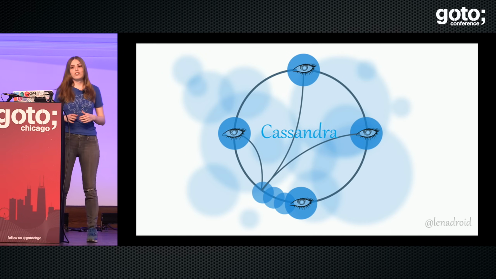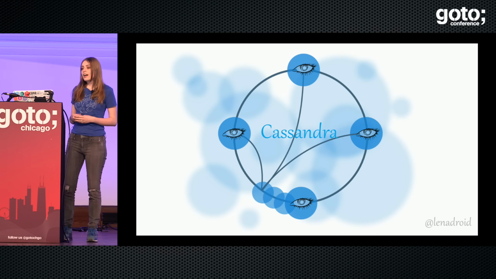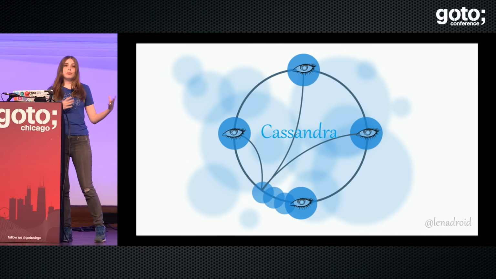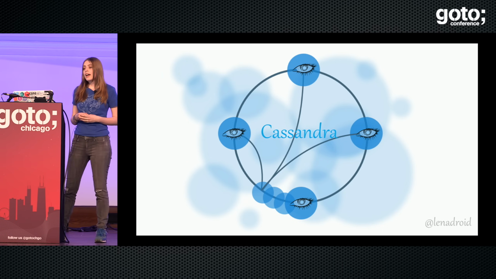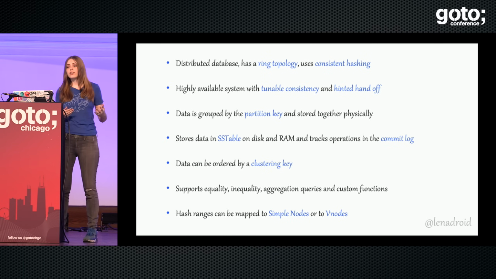So there we go, Cassandra. Cassandra is a very powerful distributed database. It's very highly available. It scales really well. It is an AP system in terms of CAP theorem. And to be more specific, it uses a ring topology cluster.